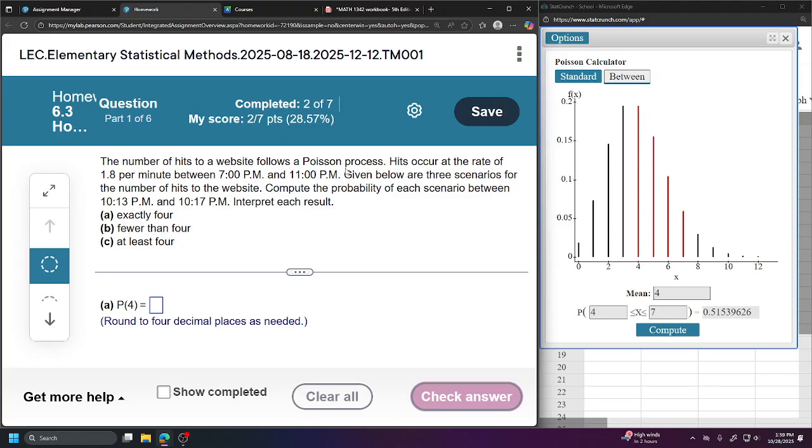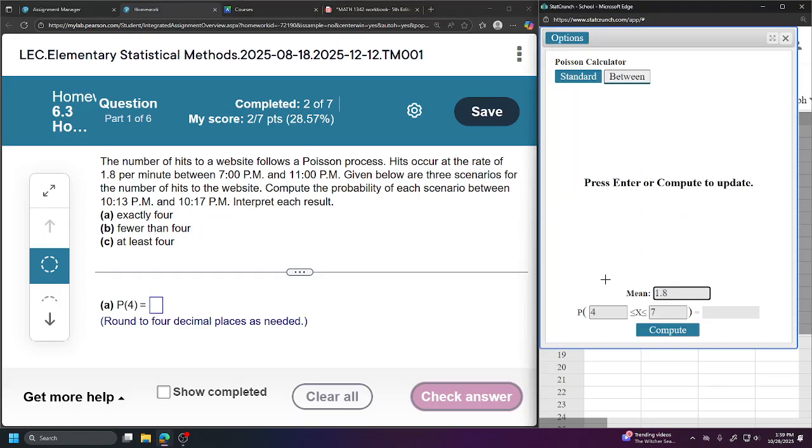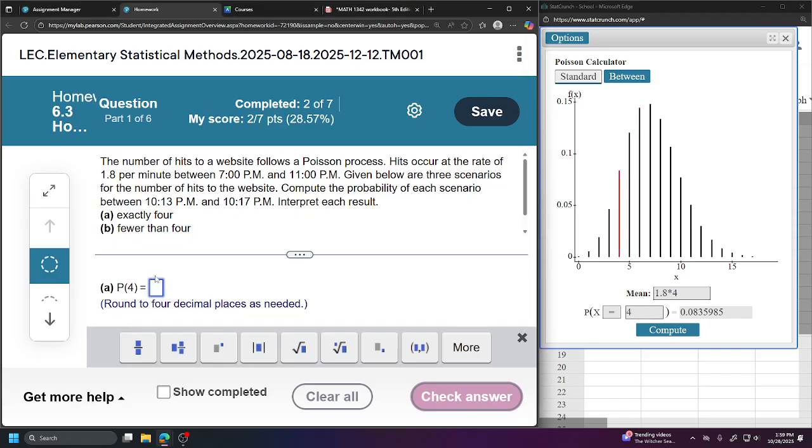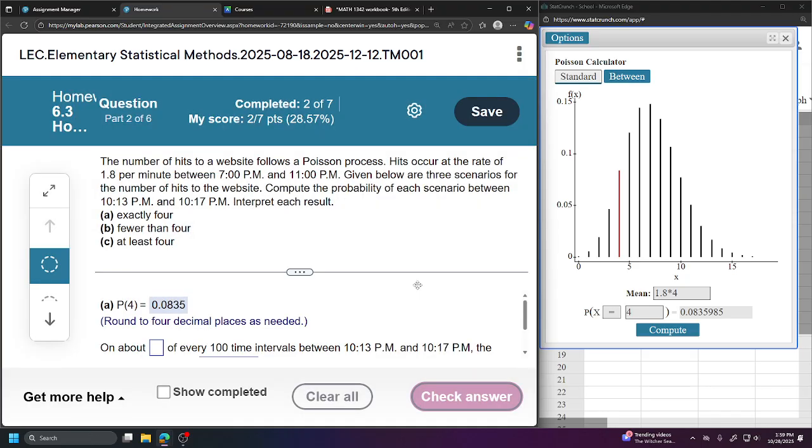Number of hits on a website. We got 1.8 per minute. And then they said, what's the probability between these guys right here? How many minutes are we talking right here? 4 minutes. So then I got 1.8 per minute times 4 minutes. Didn't we do that really early on? It says, what's the probability of 4? Just 4 equals 4. Put it in. And then they're going to go through all the lists here. But I just want to make sure that you see the multiply part. Okay, that's cool. Close enough, I guess.